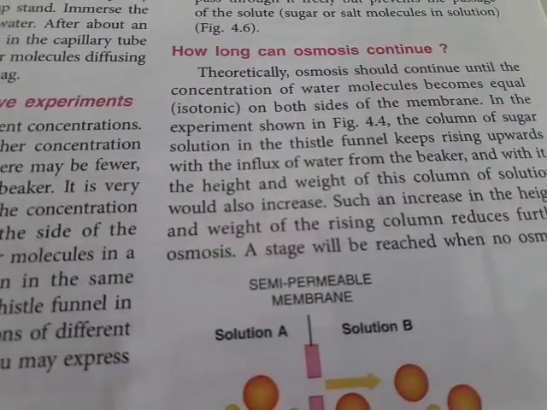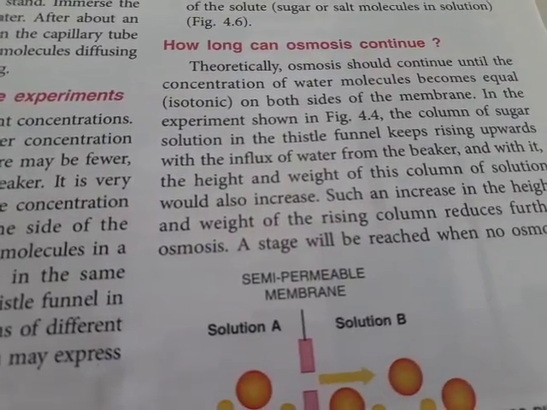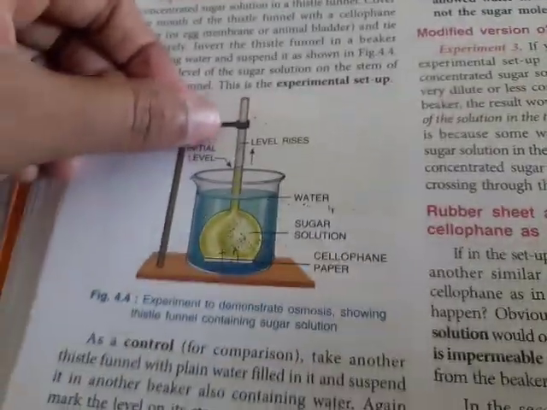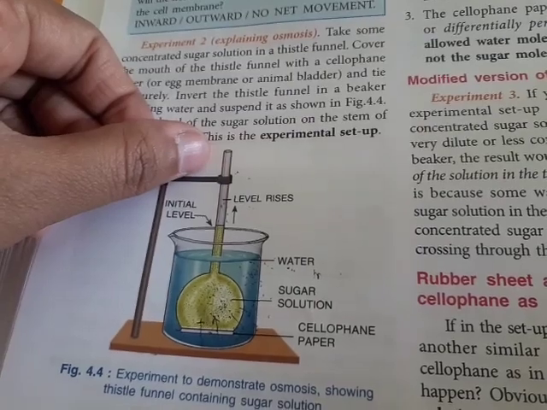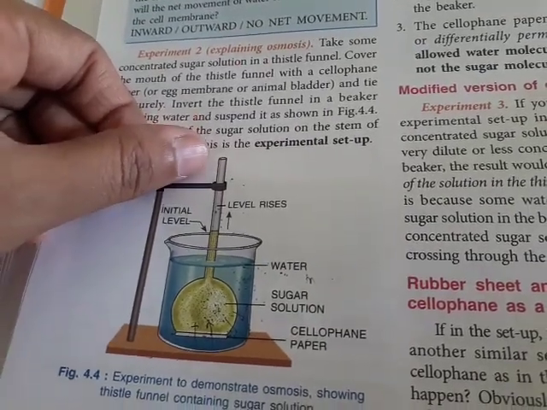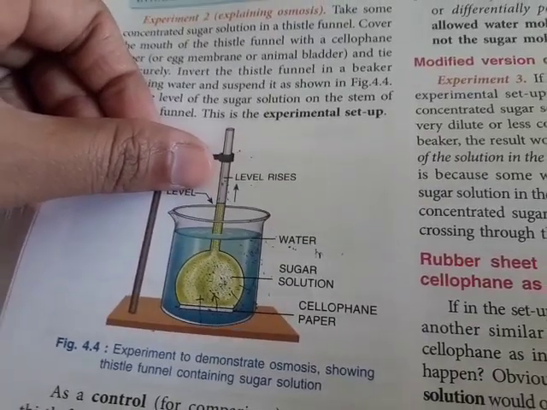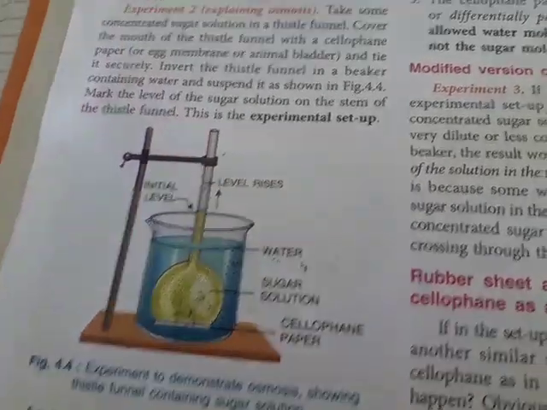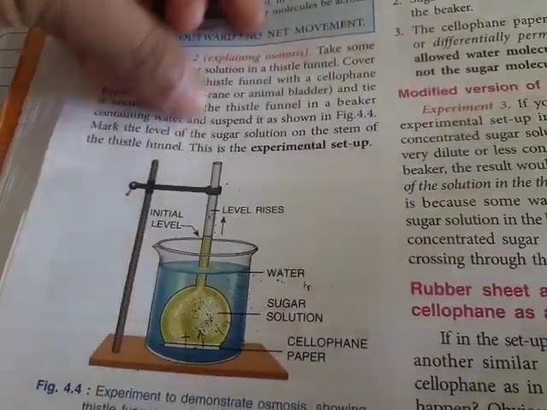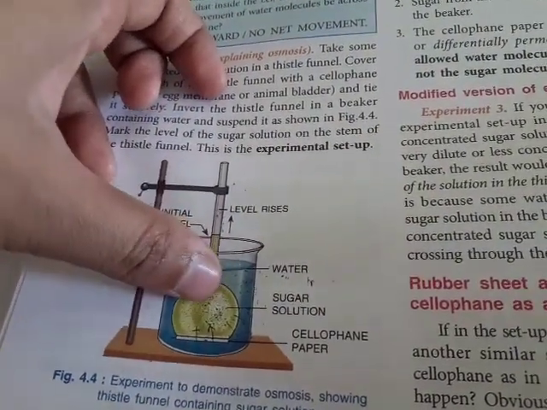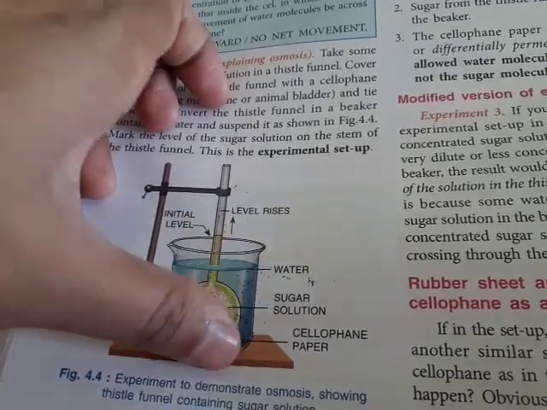Okay, so here in experiment 4.4, the column of sugar solution in the thistle funnel keeps rising. So here if you see, it is keeping on rising, right? And after some time you can say that the level stops rising, so no more osmosis can take place in this. Okay, and as the height is increasing, the weight of the sugar solution will also increase, because more water molecules are getting inside it.